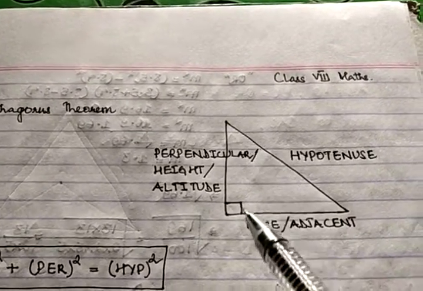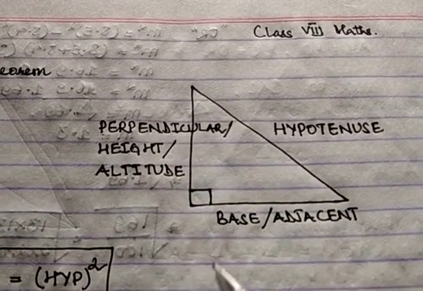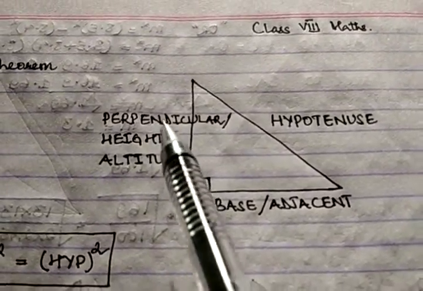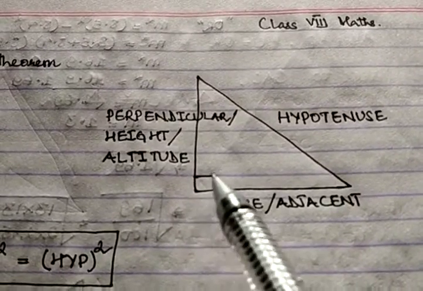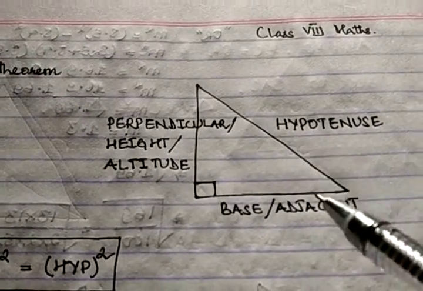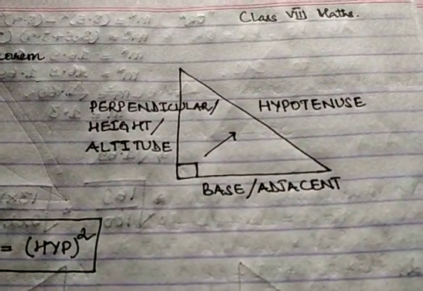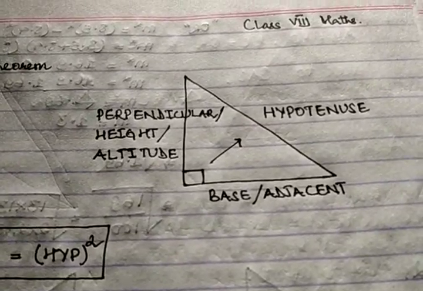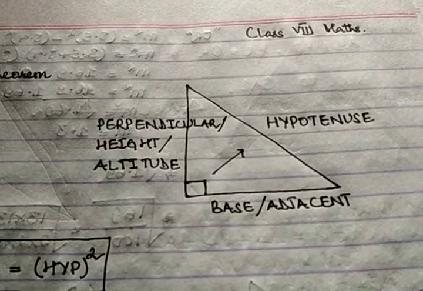As I've already given you, the terms are very important. In a right angle triangle, this side is known as base or adjacent. This one is known as perpendicular or height or altitude, the line which is drawn at 90 degree angle. The bottom one is known as base, and the longest side of the triangle, which will always be opposite to the 90 degree, will be known as your hypotenuse.